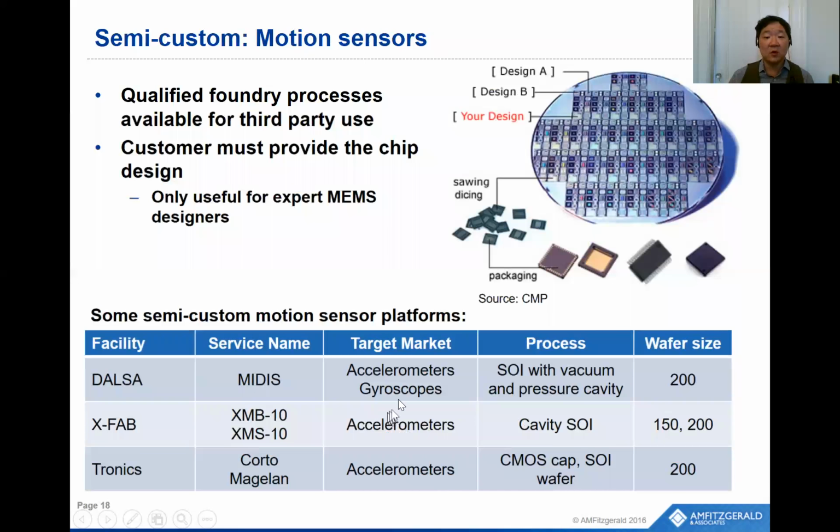There are a number of foundries in the world that also offer manufacturing processes that are available to the public for accelerometers and for gyroscopes. DALSA, XFAB, and Tronix are three foundries that have these platforms. If you would like to pursue a semi-custom motion sensor, these three entities are pure play foundries, meaning they only do the manufacturing. If you'd like to approach them, you need to have a design, which means that you need a MEMS designer. And if you don't have a designer, we would be happy to help you with that.